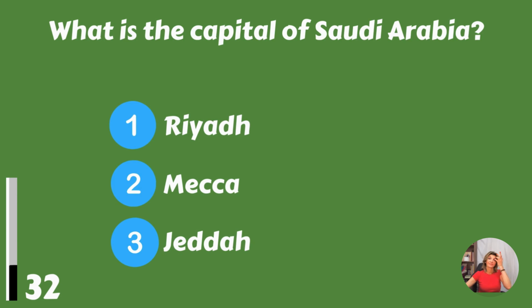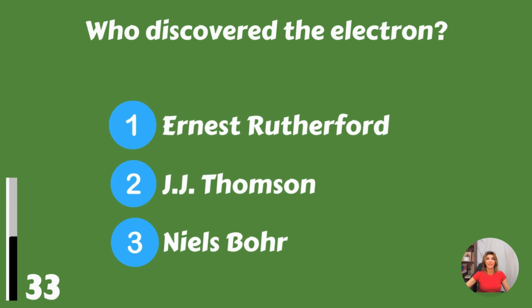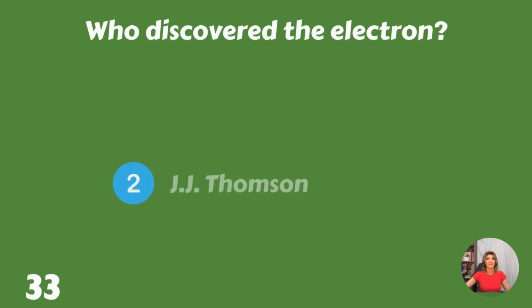Who discovered the electron? Ernest Rutherford, J.J. Thompson, or Niels Bohr? J.J. Thompson.